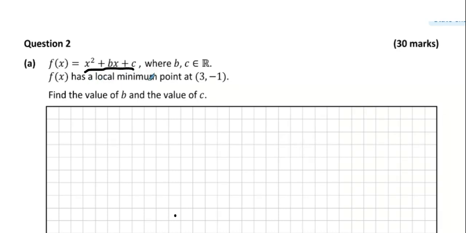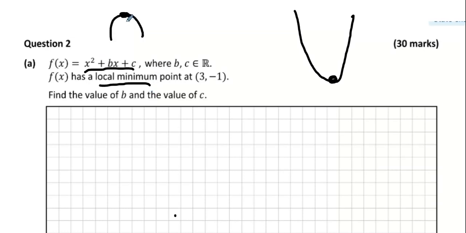Quadratic. U-shaped quadratic. How do I know it's a U-shaped quadratic? Positive x squared, and it says the word local min. It doesn't say local max. Local max would be n shapes.